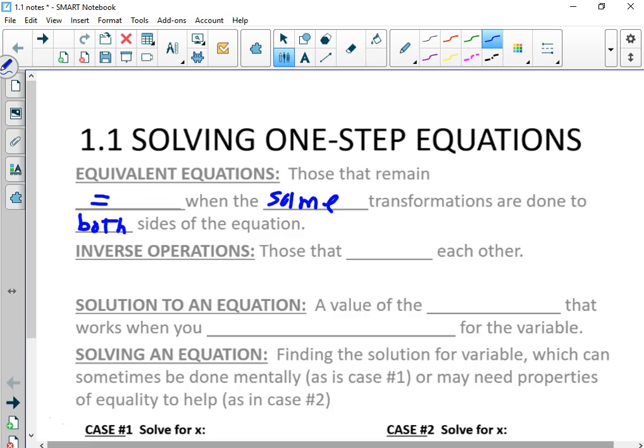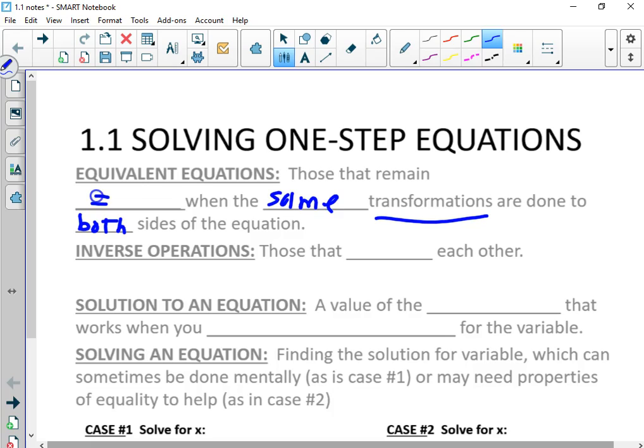Remember, an equal sign is like a balance, like a scale. Okay? And the equal sign is in the middle. And whatever you do to one side tips it. So what do you have to do? You have to do the same thing to the other side to bring it back into balance. So that's what they're talking about here. The same transformations, changes, whatever. Add 5, add 5. Okay?